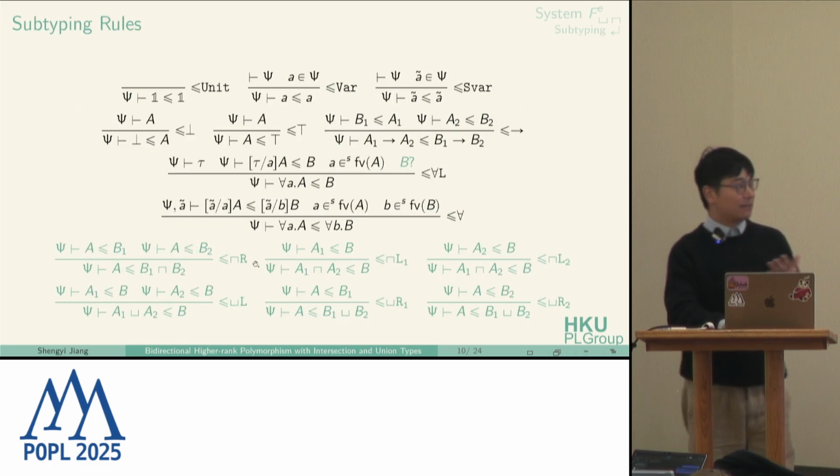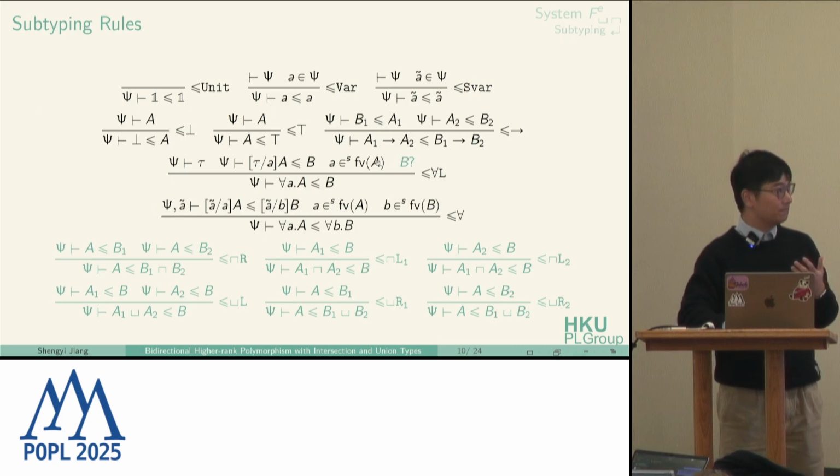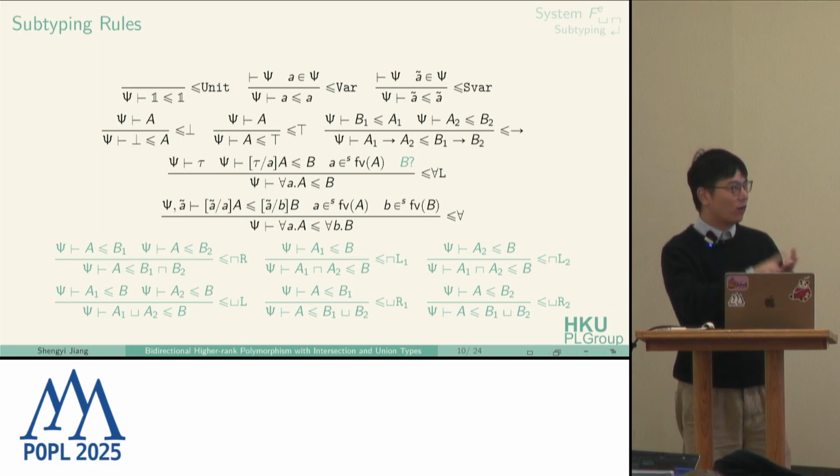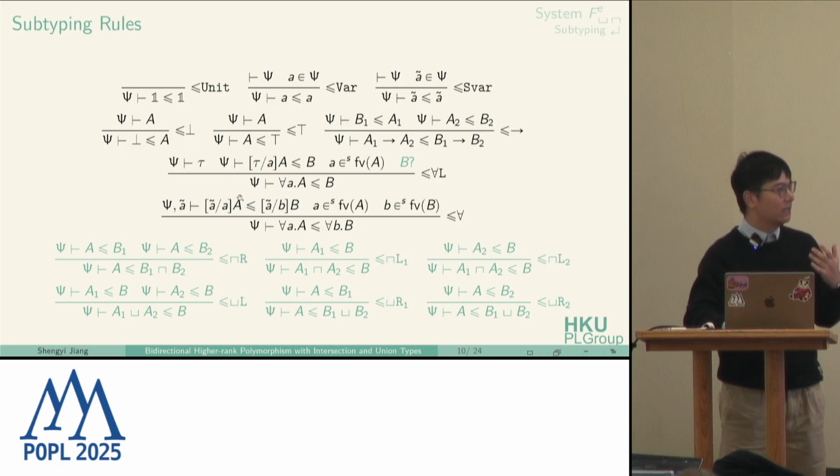So this is the subtyping rule. The new things are marked blue. So the black things, I think they are rather standard, like bottom types, type variables, function types, and the ∀ rules mentioned before. The subtyping rules of intersection and union types are also standard. The only thing left here is what syntactic restriction should we put here?